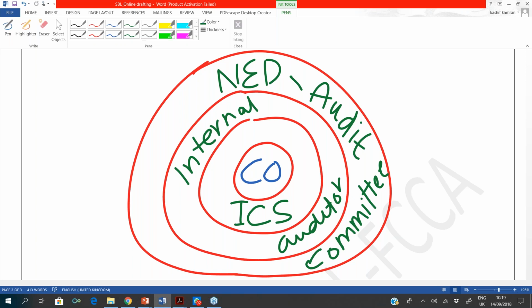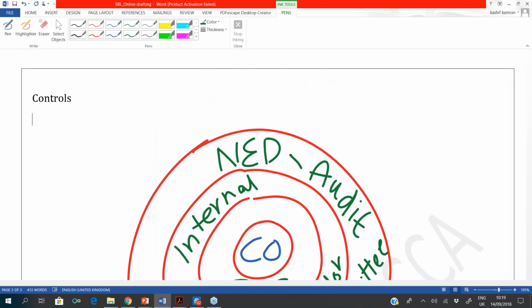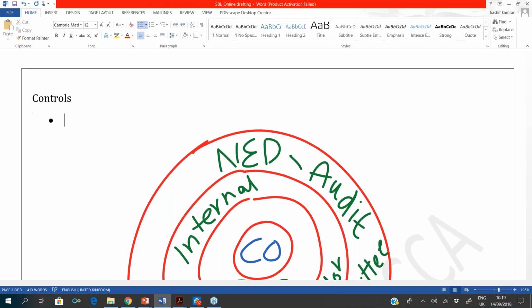Why are we directing it? Why are we controlling it? Because we need to protect the shareholder, which is the principal. Okay, let's recap. Controls. Now can we say controls number one is equal to ICS plus the internal audit department plus the audit committee. That becomes the controls.